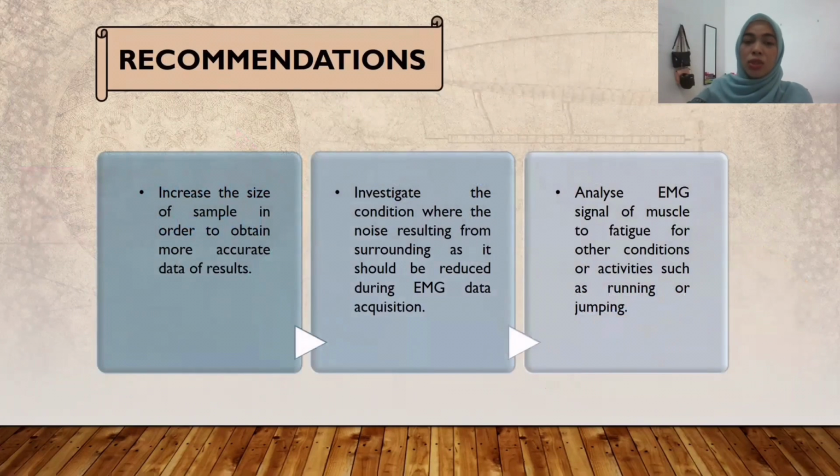So here I would like to share some recommendations in order to improve this. First is to increase the sample size in order to obtain more accurate results. Actually, we had some complications in getting samples, as we know, due to the current pandemic situation, COVID-19. The next recommendation is to investigate the condition where noise from the surroundings should be reduced during EMG data acquisition. And the last is to analyze EMG signals of muscle fatigue for other conditions, not necessarily during walking and climbing stairs only.